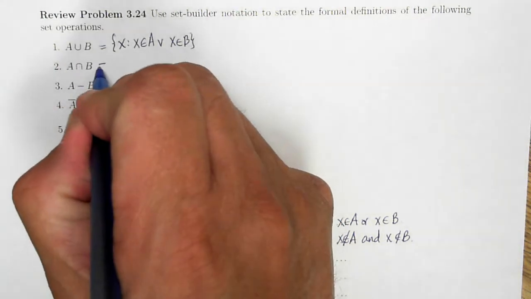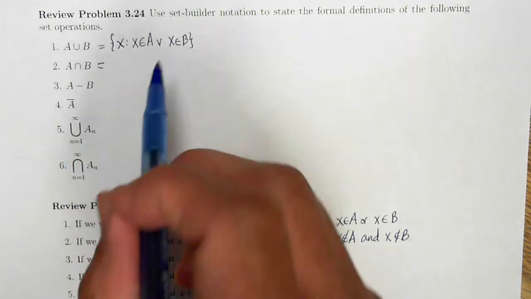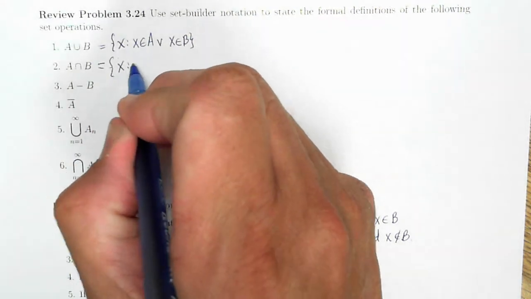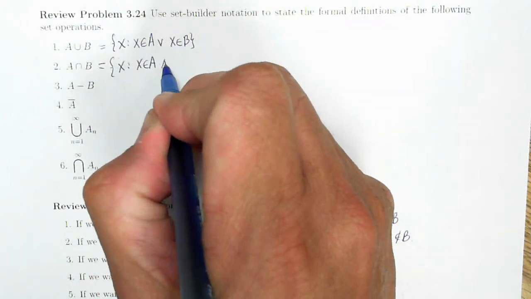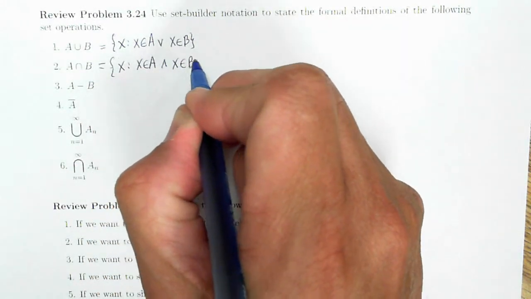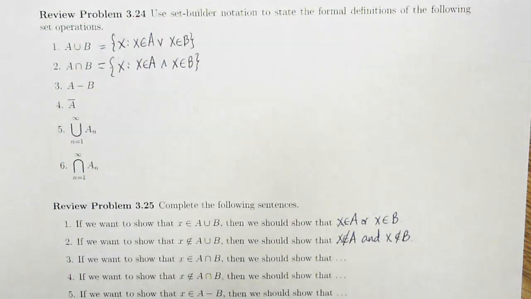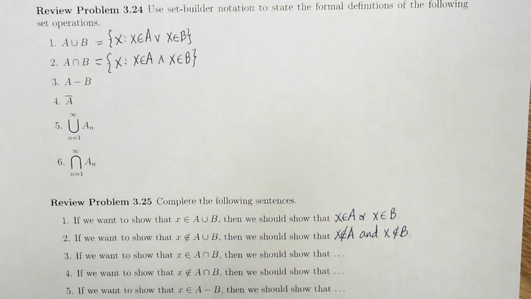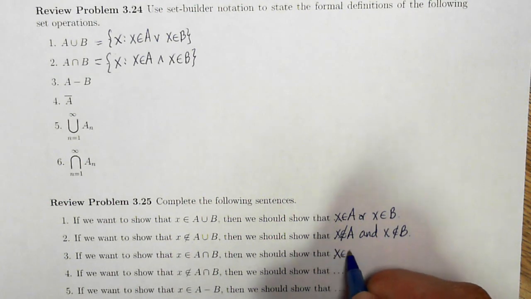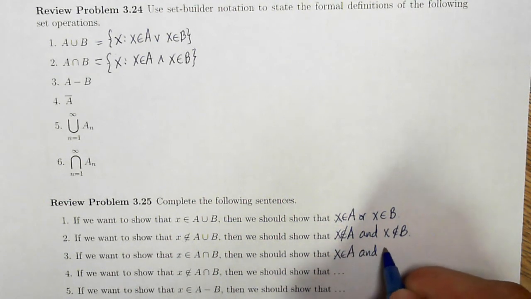Okay, next, intersection. A intersect B, the definition is the set of all X such that X is in A and X is in B. So that's the definition of intersection. Therefore, if I want to show that something is part of the intersection, I would need to show that X is in A and that X is in B.